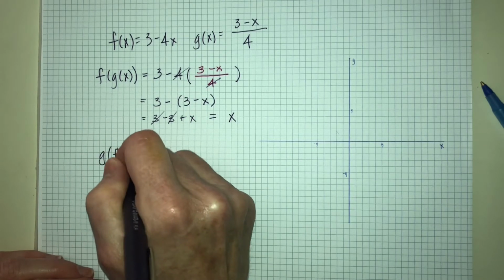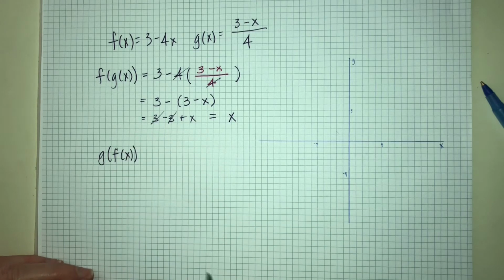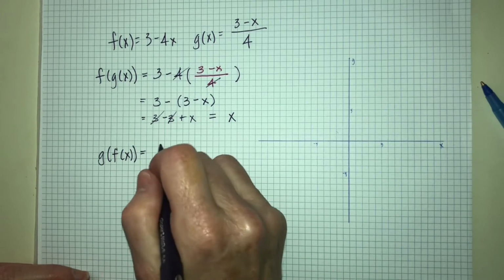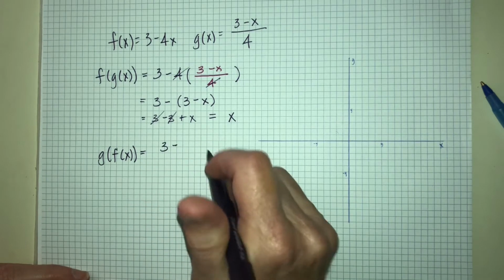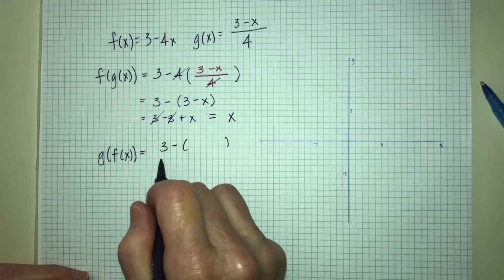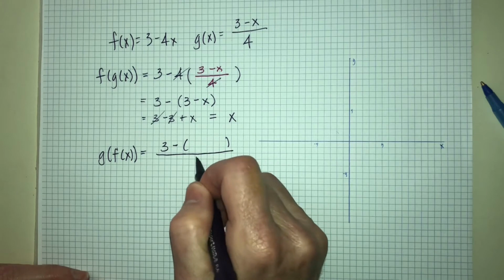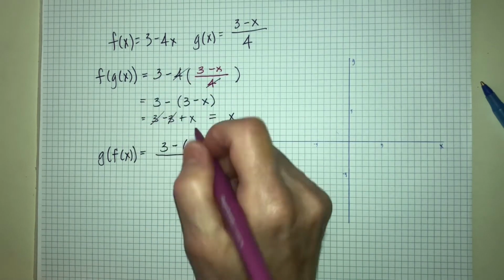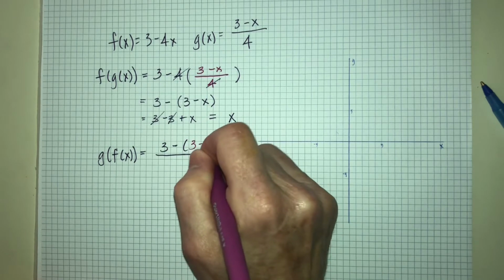So we test out g of f of x, we compose those. So similarly, I'll copy the function. When I get to an x, I like to just put parentheses. And then I'll copy in the f of x function. So 3 minus 4x.